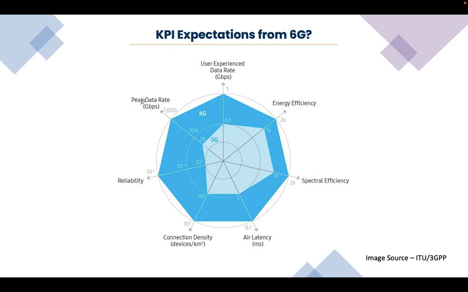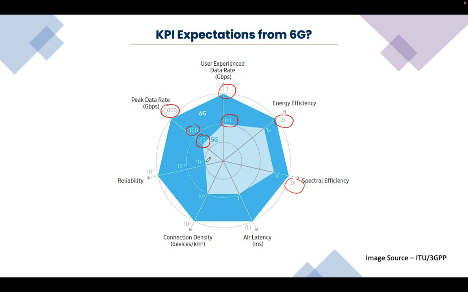Now when I talk about the peak data rate, which was 20 Gbps in 5G, we are expecting data rates of 100 Gbps or maybe 1000 Gbps, in the range of 1 Tbps, by 6G. The user experience data rate, which was around 100 Mbps, we are expecting to reach 1 Gbps. We are expecting almost 2 times energy efficiency from 5G, and 2 times the spectral efficiency.